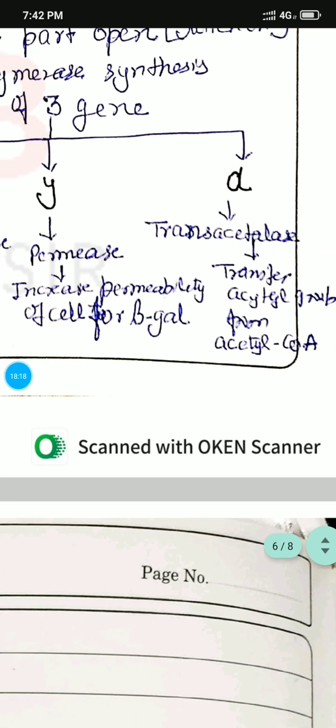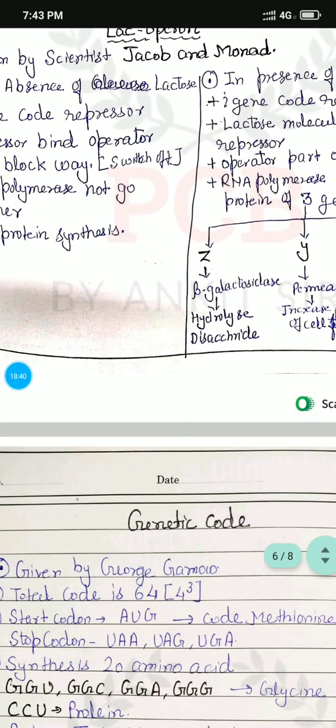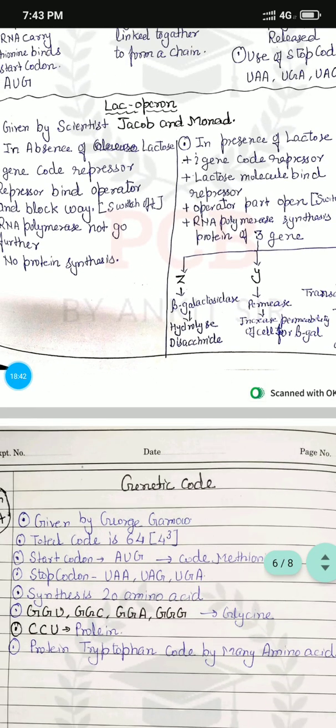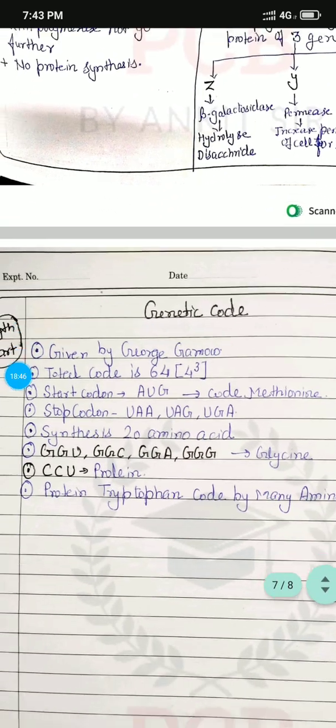And the third one is A, which codes the transacetylase, and transacetylase actually works in the part when glucose is broken down and forms pyruvic acid with the help of glycolysis, where it forms acetyl coenzyme A, so it transfers the acetyl group to the pyruvic acid. These are the functions of the lac operon. So the lac operon is also important, and the last topic of the moment is the genetic code.